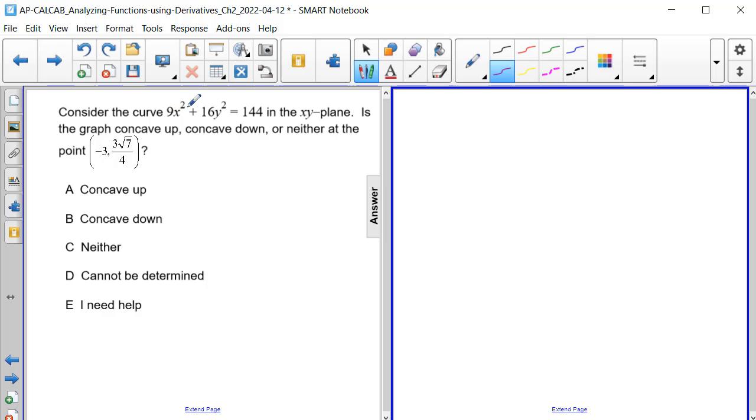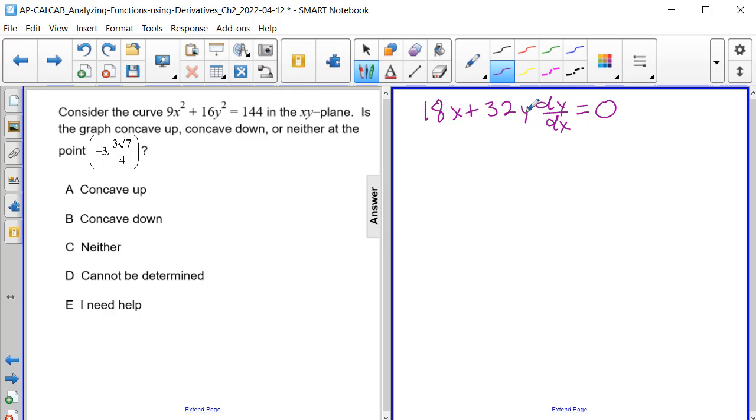So the derivative of 9x squared with respect to x is 18x. And then plus the derivative of 16y squared with respect to x will end up being 32, using the power rule, y times dy over dx. And then we're going to have that equal the derivative of 144, or any constant with respect to any variable, is going to be 0.